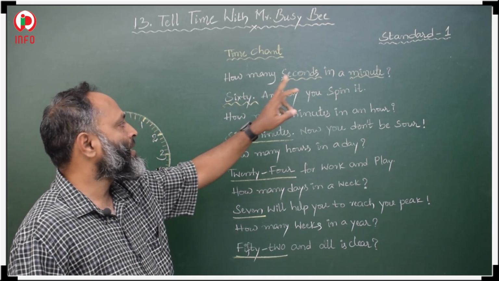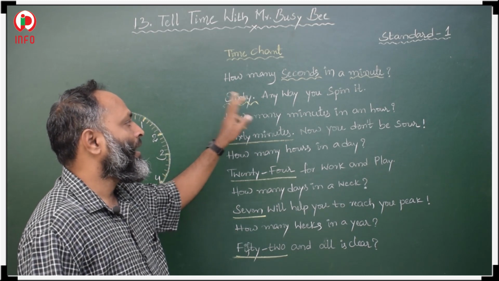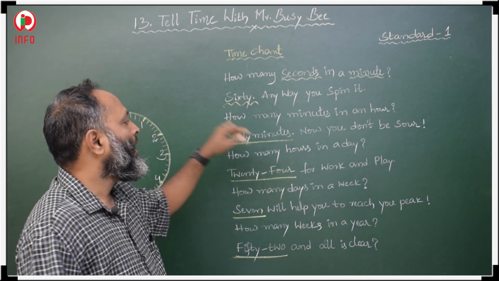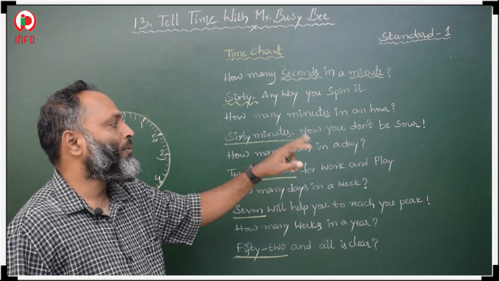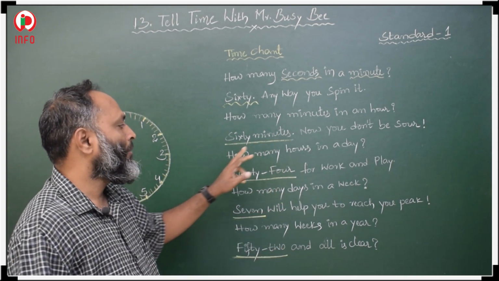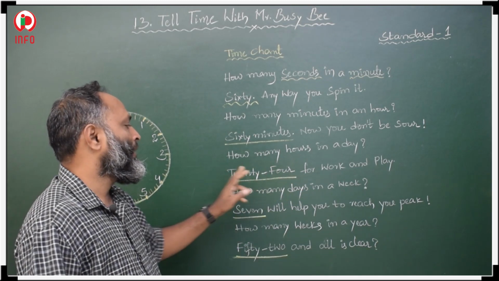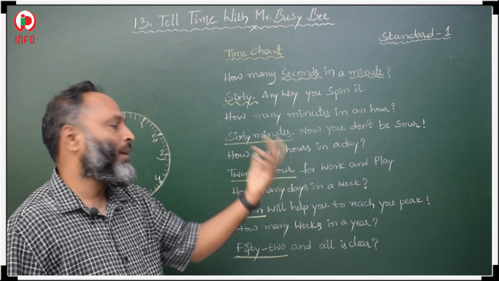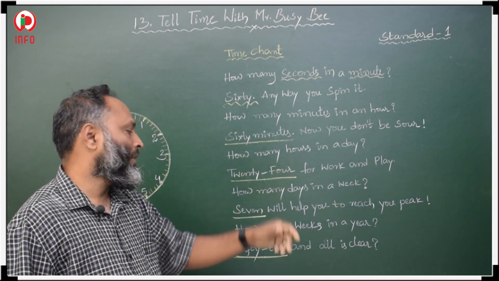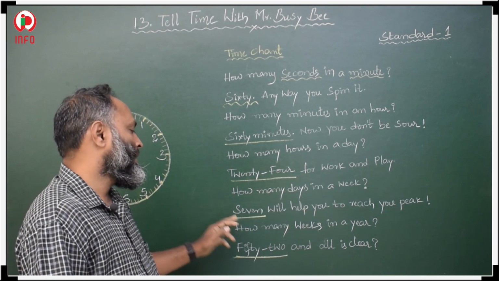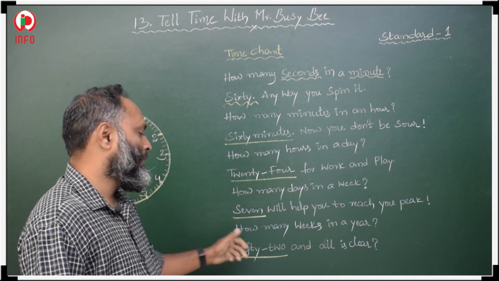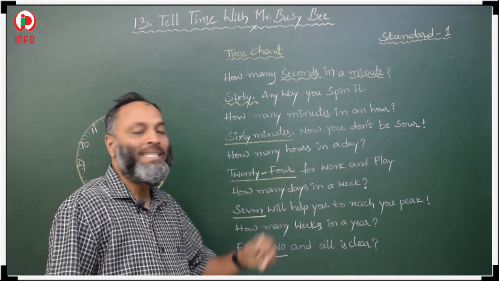So see here again. How many seconds in a minute? 60. Anyway you spin it. How many minutes in an hour? 60 minutes. Now you don't be sore. How many hours in a day? 24 hours for work and play. How many days in a week? 7 will help you to reach your peak. How many weeks in a year? 52. And all is clear.